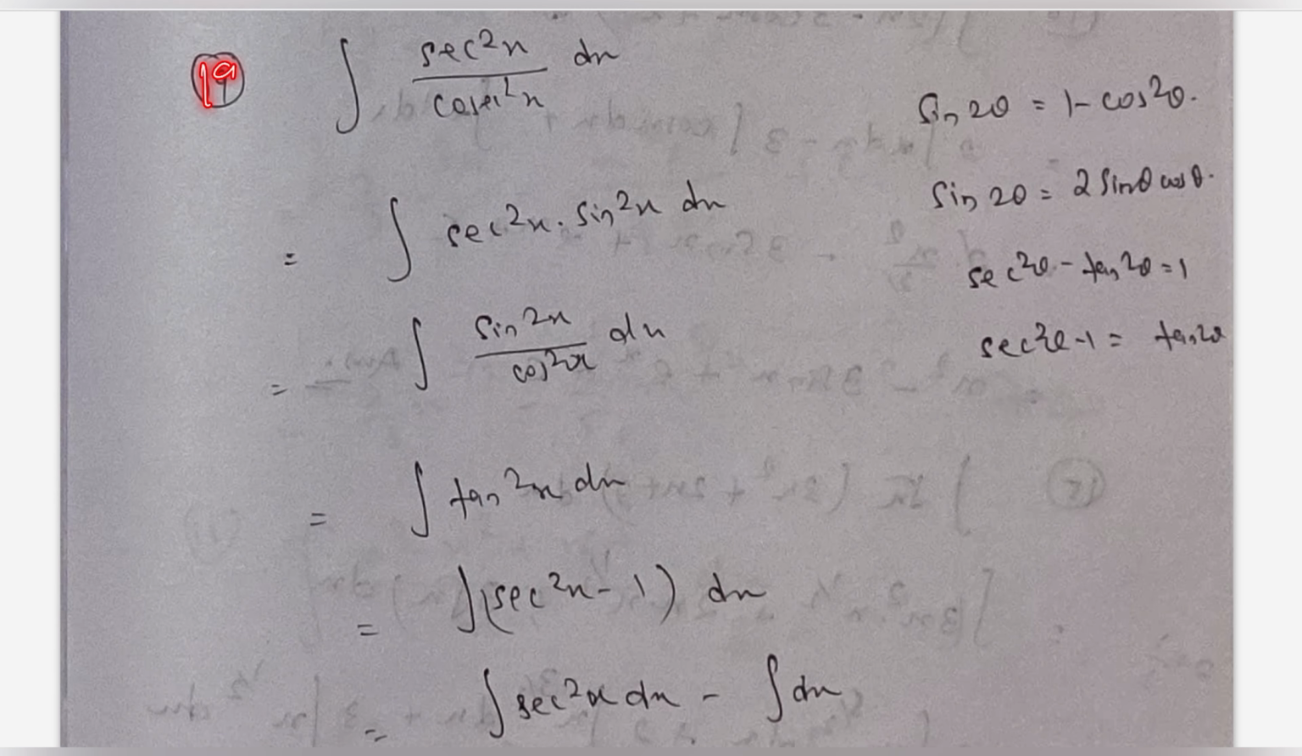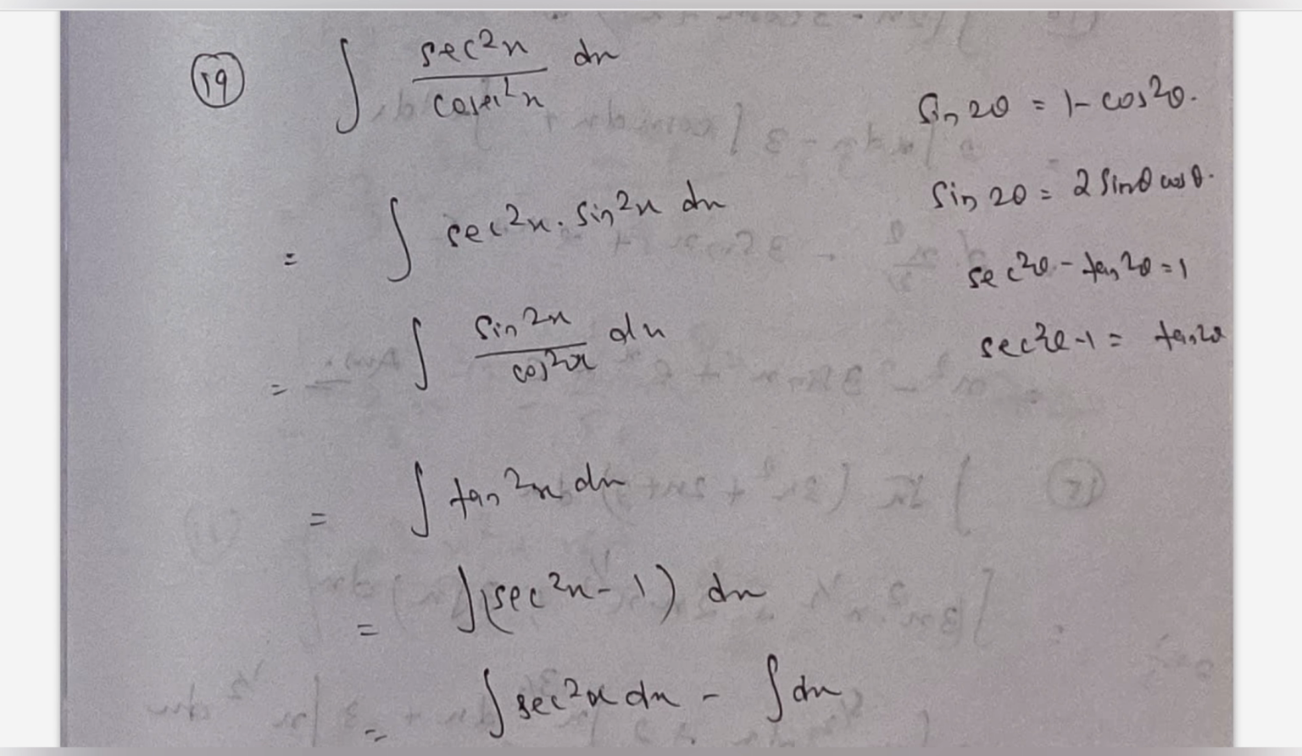Now let us move to question number 19. Question number 19 is sec square x by cosec square x. Again, we don't have any direct formula for doing integration for this type of question. So we will solve this expression first of all. After that we will do integration.